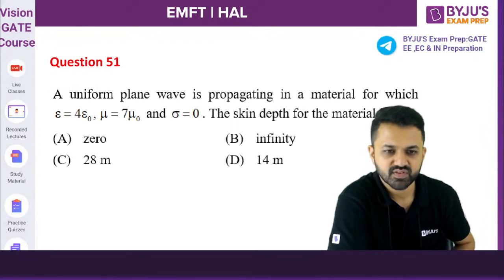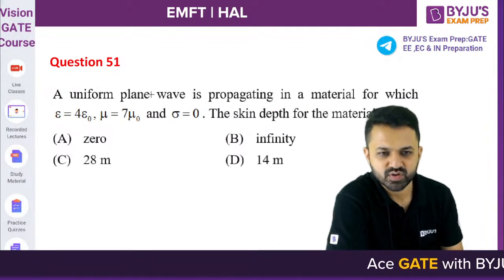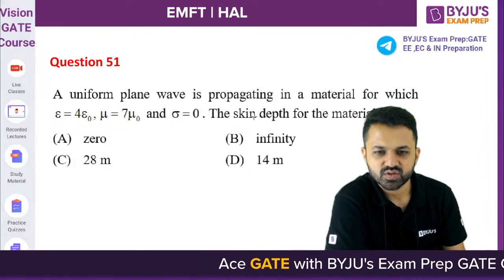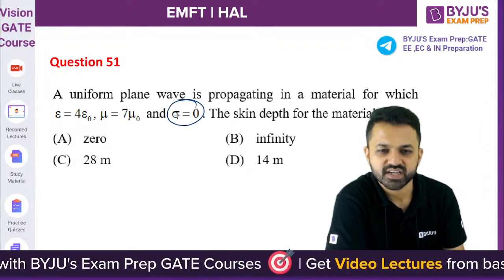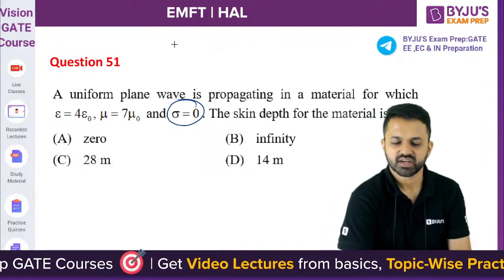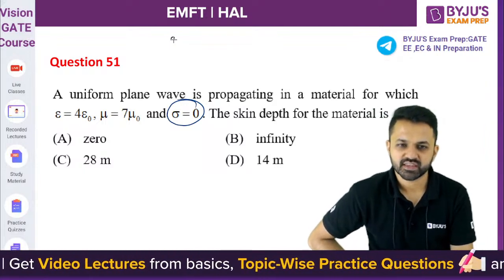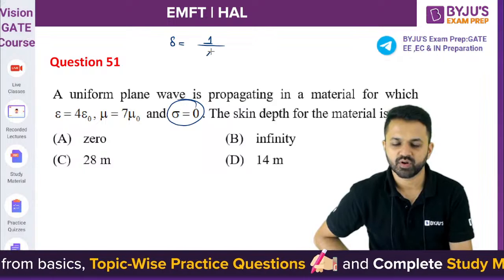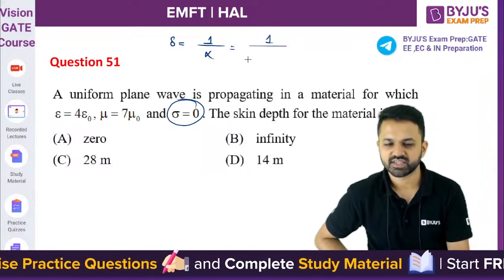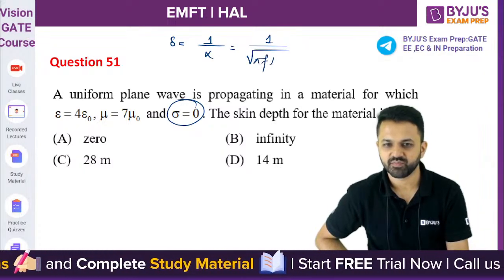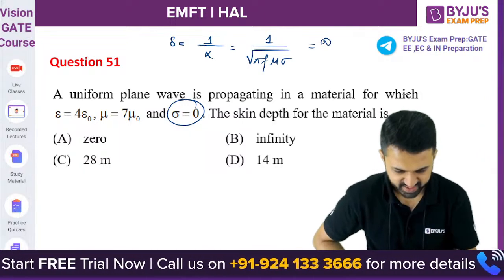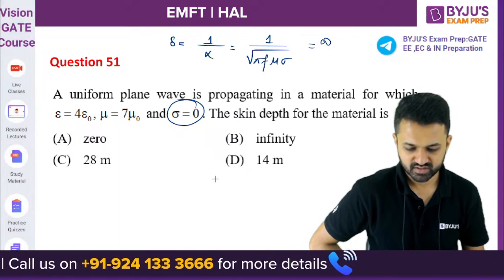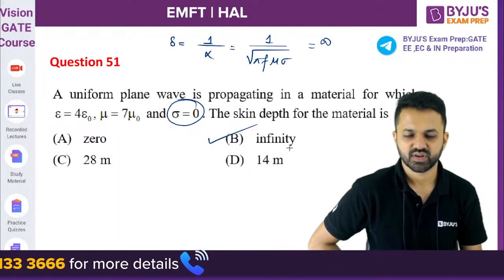Now coming to the next one, skin depth. So skin depth, this is the last question, guys. So skin depth is given by, in which case here the conductivity is 0. The conductivity is 0. So we know that delta is equal to 1 upon alpha, and this is 1 upon root of pi f mu sigma, and if sigma is 0, then the skin depth is infinite. Okay, it is infinite. So answer is B.